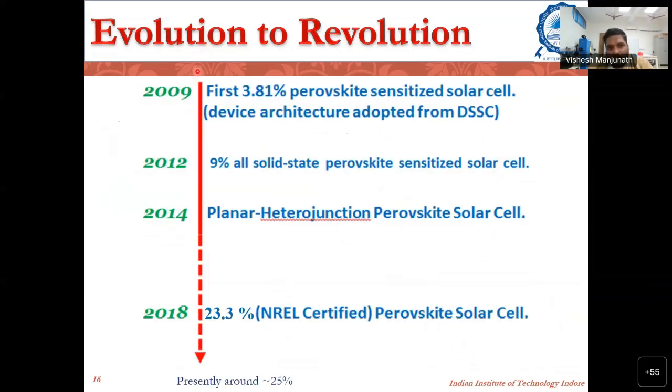Then the evolution is from 3.81% to 9%, to planar heterojunctions, to around 23.3% in 2018, and presently around 25% efficiency is achieved with perovskite solar cells.